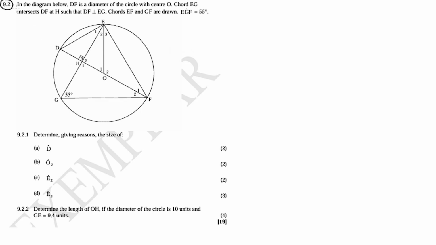In the diagram below, DF is a diameter of the circle with center O. Chord EG intersects DF at H such that DF is perpendicular to EG. Chords EF and GF are drawn. Angle EGF is equal to 55 degrees. This angle, 55 degrees.